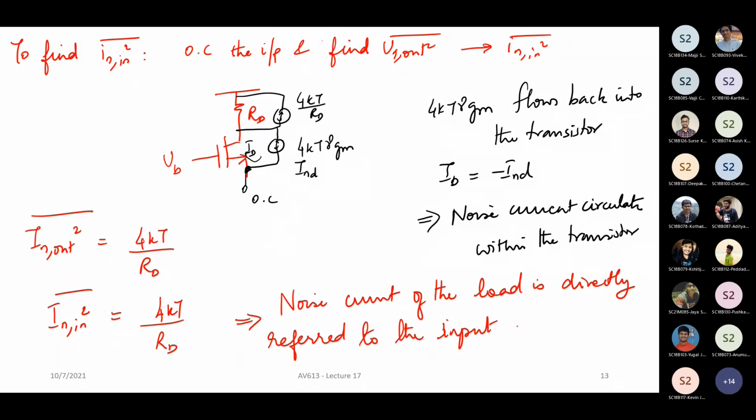And because the current gain of the common gate is unity, whatever you put at the source reaches the drain, and whatever you put at the drain reaches the source. The noise current at the drain directly reaches the input referred noise current source. Therefore, we draw the conclusion that the noise current of the load is directly referred to the input, which is actually a bad thing. Okay, it's a drawback. Any doubts, any questions?